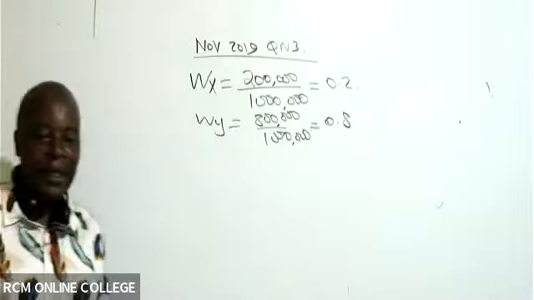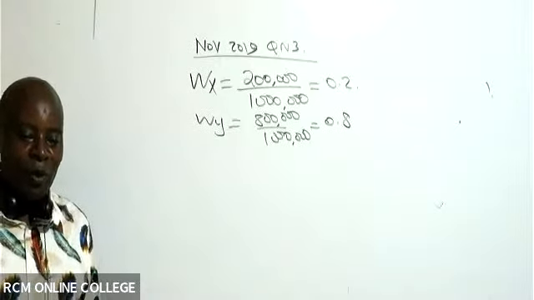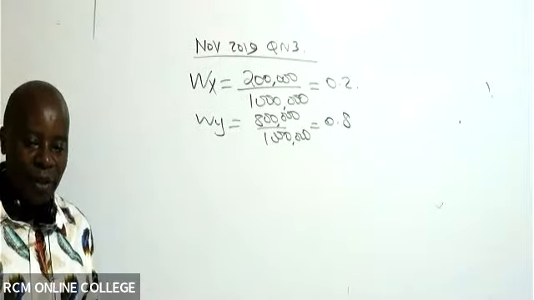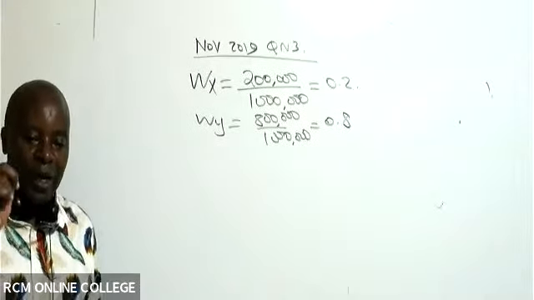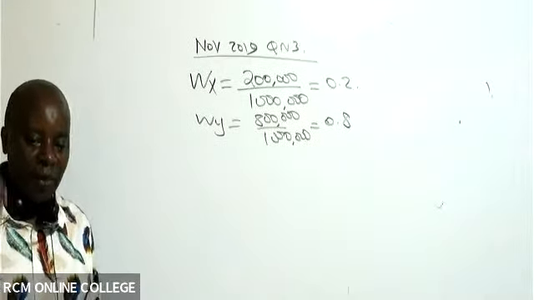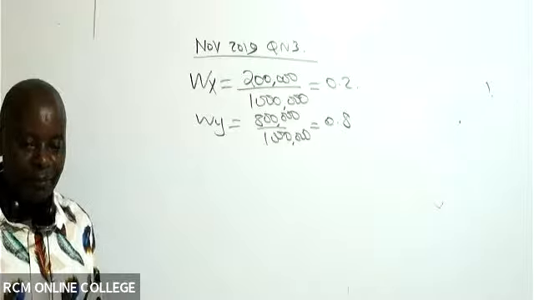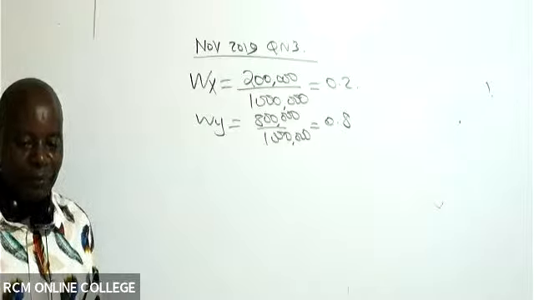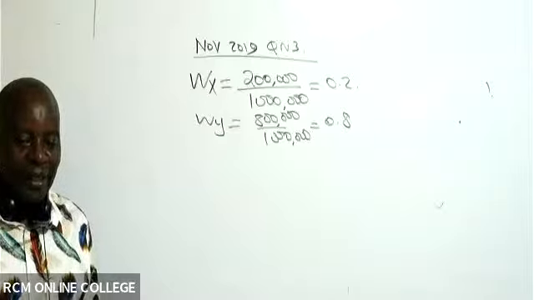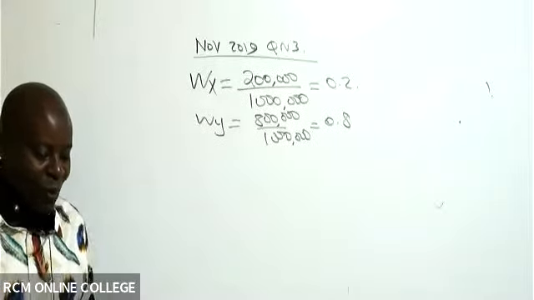So up to there, ladies and gentlemen, are you guys able to follow? Because you see, he had $1 million, and out of this $1 million, 200,000 went to X, 800,000 went to Y. Are we together? How I've gotten those weights? Weights are basically the proportions, right?